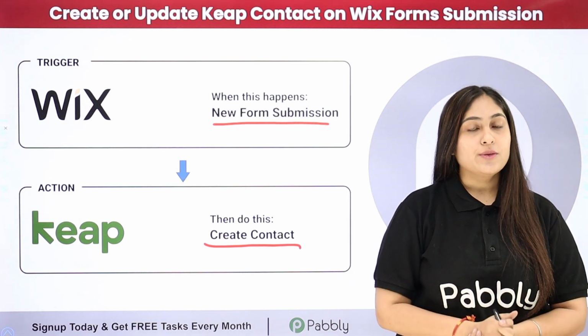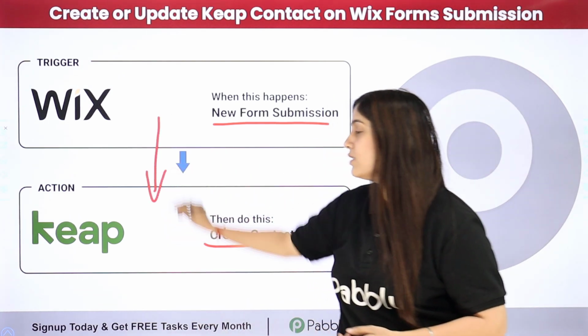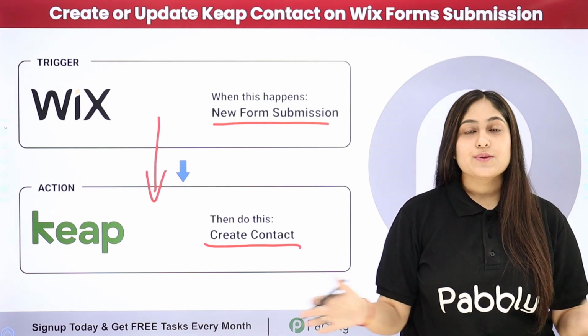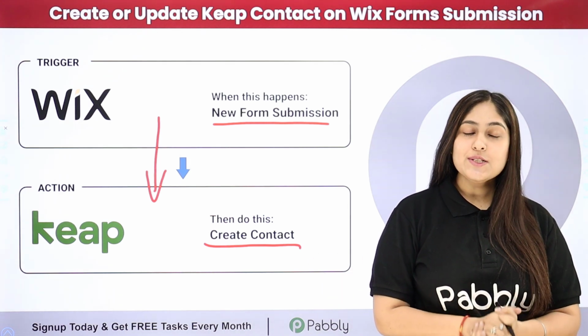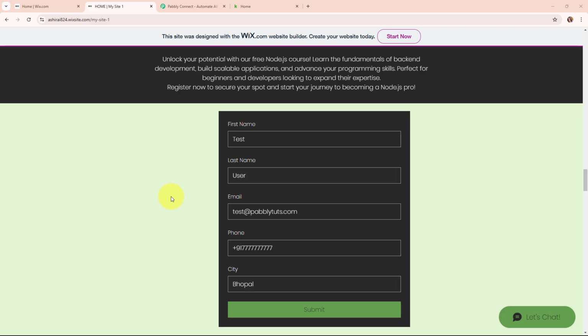So now here to automate the entire process, I need to connect my Wix form with my Keap account using an automation software named Pabbly Connect. So to see the working of this automation and to learn this process step by step, let me take you to my screen. Welcome to my screen.